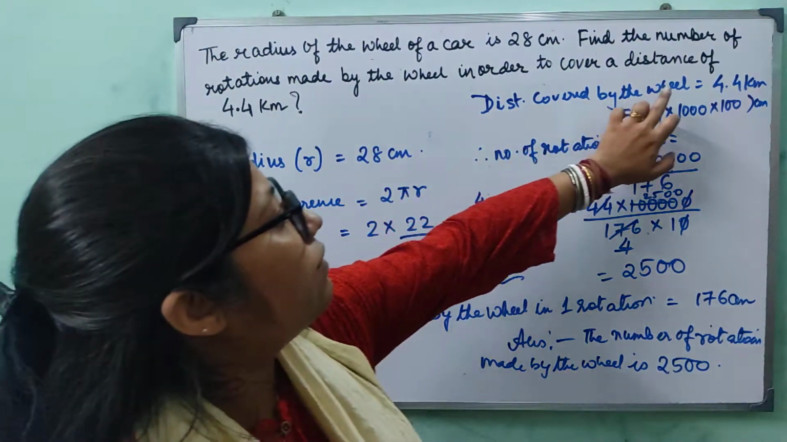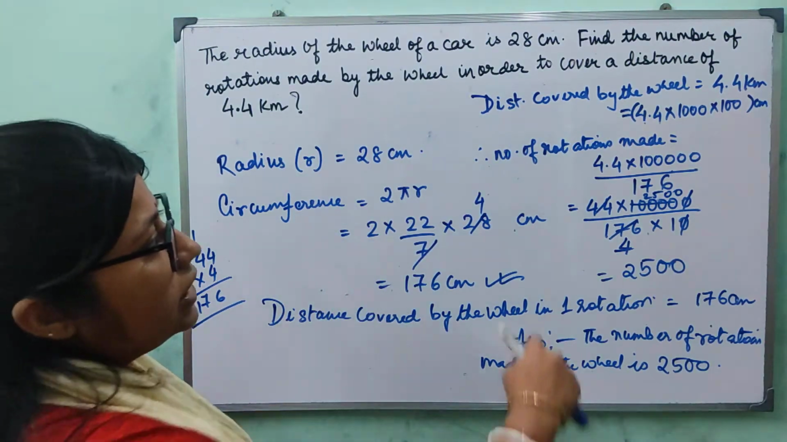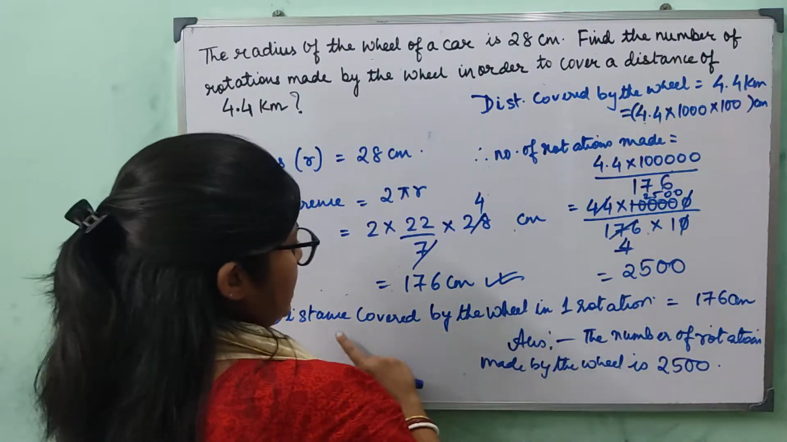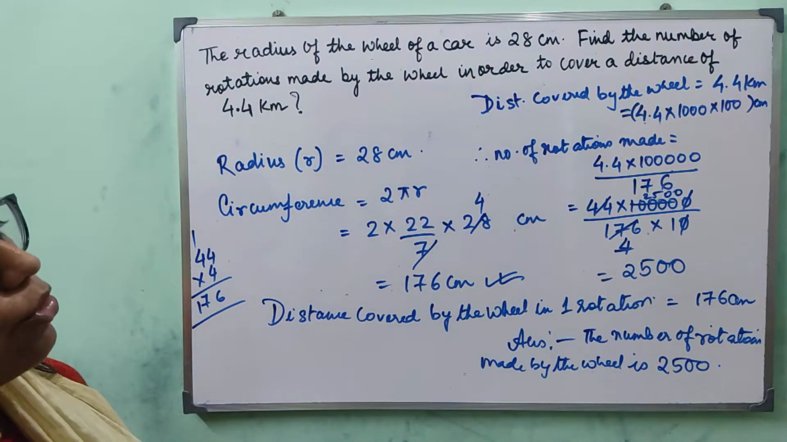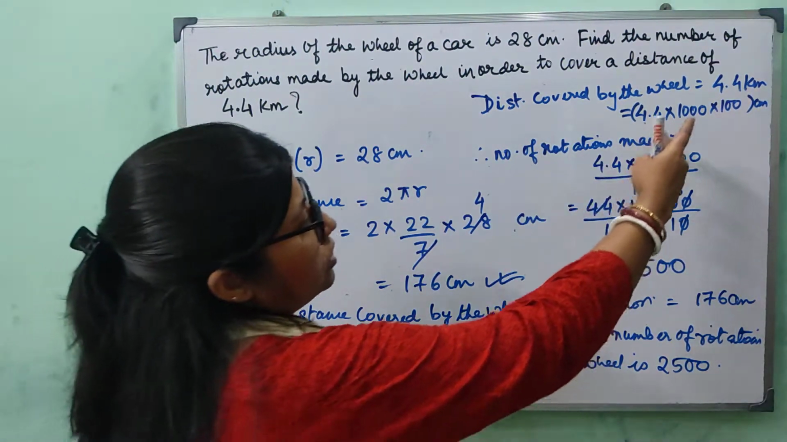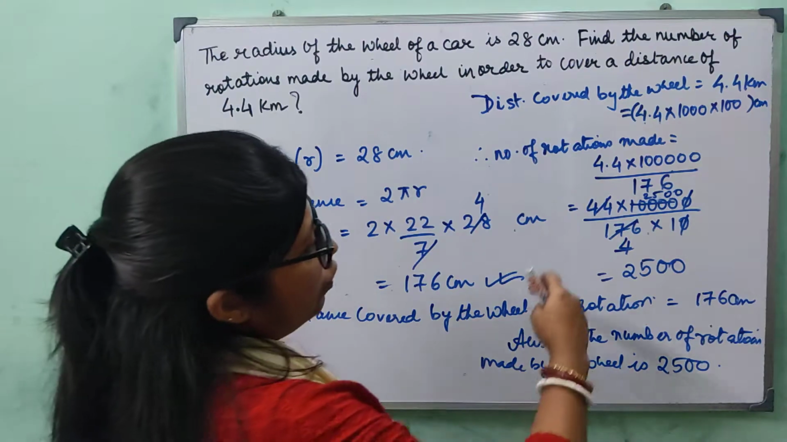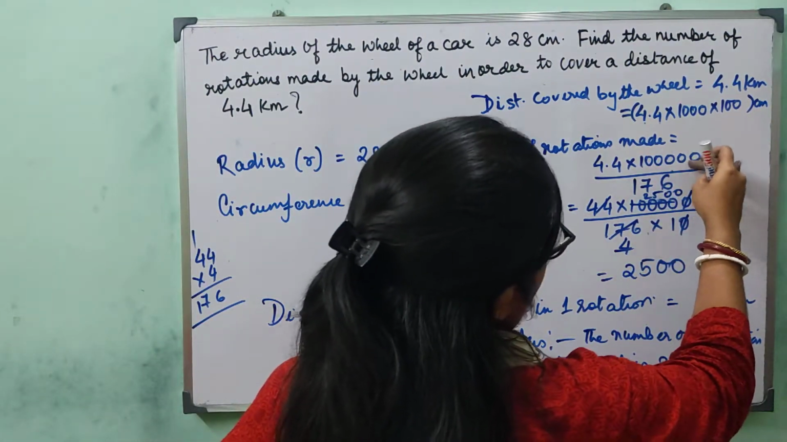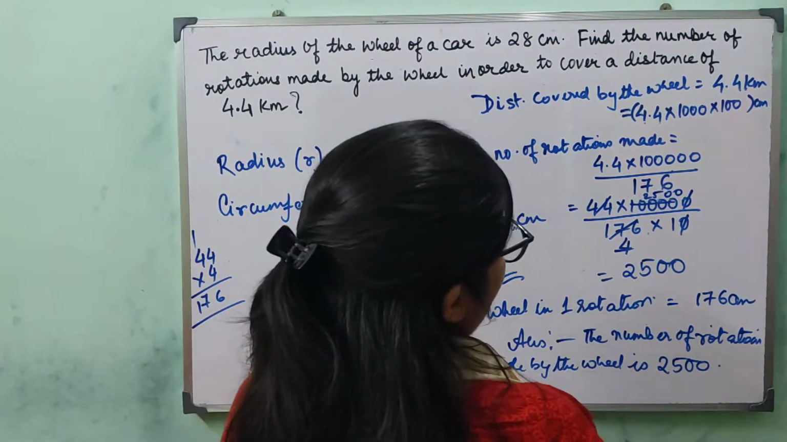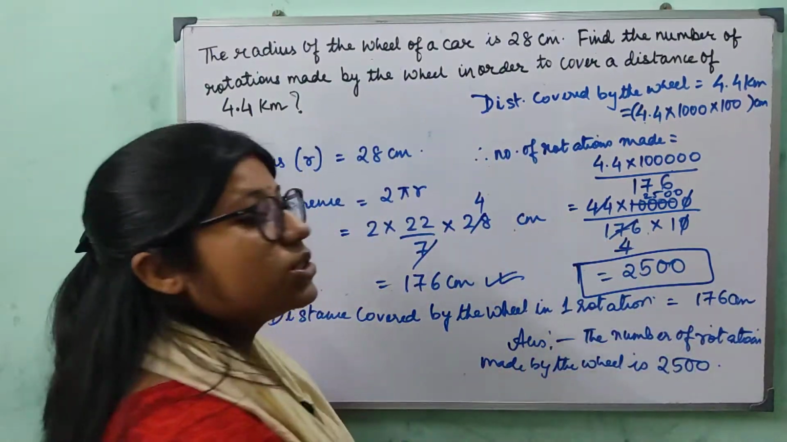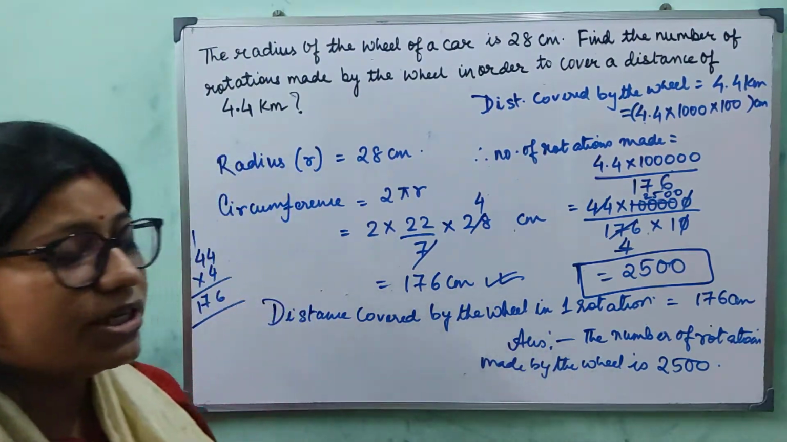Now the total distance covered by the wheel was given to you, which was 4.4 kilometer. Make sure the total distance and the distance covered in one rotation are both in the same units. So 4.4 kilometer means 4.4 into 1000 into 100 centimeter. So number of rotations made will be equal to 4.4 into 100,000 by 176. Once you cancel out things and simplify, you get the rotations as 2500. So the final answer is the number of rotations made by the wheel is 2500.